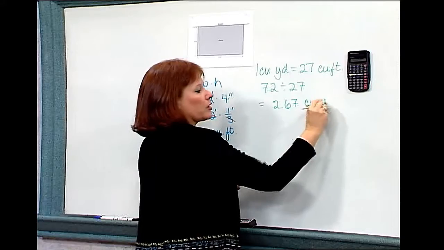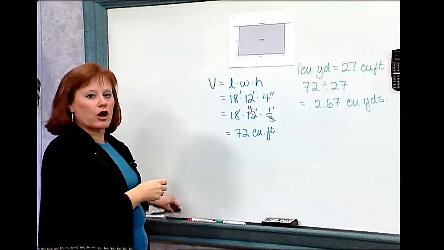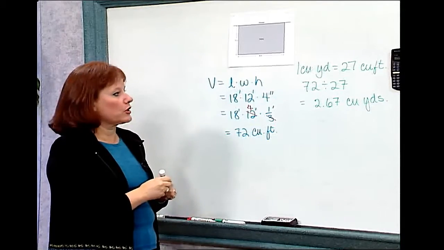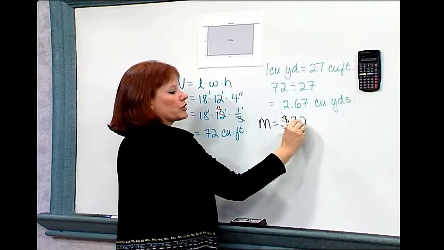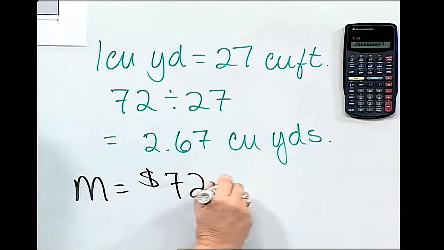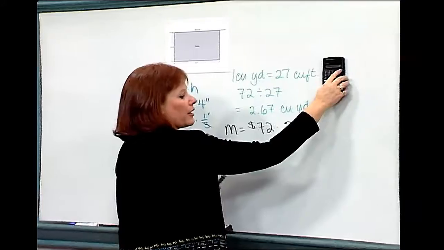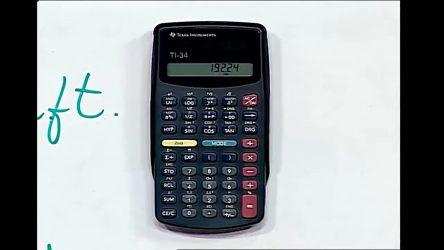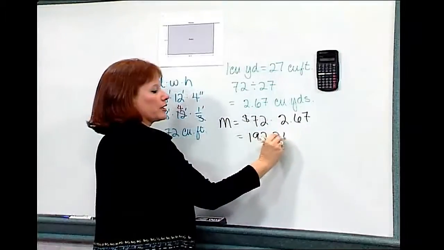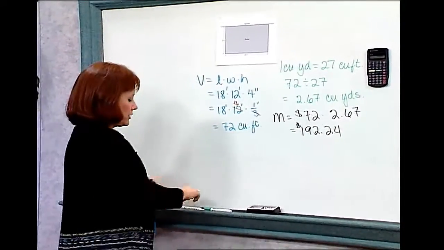2.67 cubic yards. Now when I'm finding the cost of this concrete, I know that the concrete sells for $72 per cubic yard. So the amount of money that I'm going to spend will be $72 per cubic yard times the number of cubic yards I need, which is 2.67 cubic yards. I'm going to come to my calculator and multiply $72 times 2.67 cubic yards, and I find that the cost of the concrete is going to be $192.24.